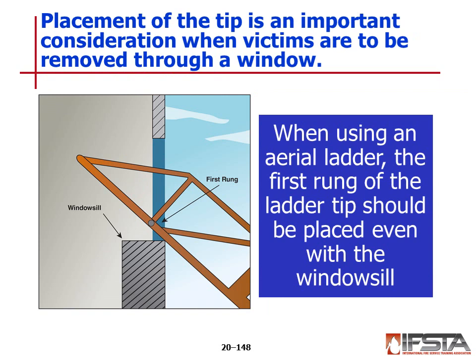Placement of the aerial device tip is an important consideration when victims are to be removed from the interior of buildings through a window. The aerial tip must be positioned so that the area of the window opening is not diminished, yet safe access to the aerial device is provided for both victim and firefighters. When using the aerial ladder, the first rung of the ladder tip should be placed even with the windowsill. In this position, the ladder will not block much of the window opening, and it also allows firefighters to place victims directly on the ladder with minimal lifting.